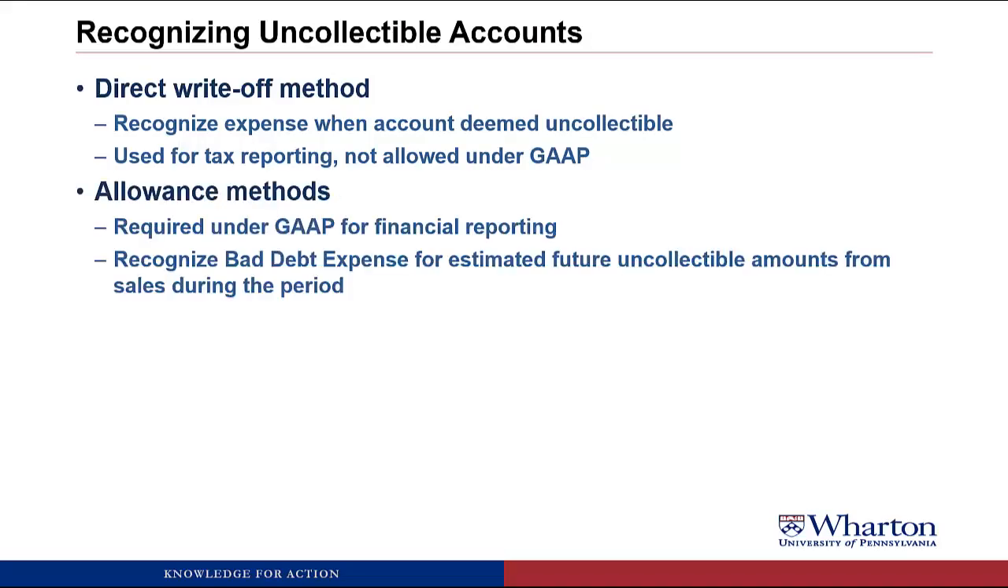The method that we're going to use for financial reporting, which is required under GAAP and IFRS, is called the allowance method. The allowance method forces us to recognize bad debt expense for estimated future uncollectible accounts from all the credit sales made during the period.